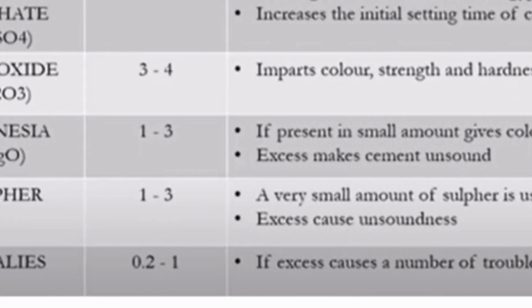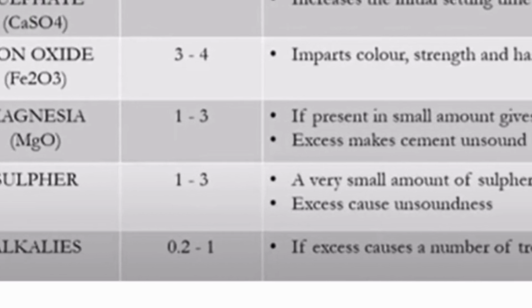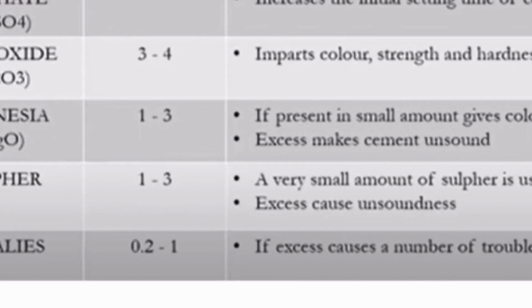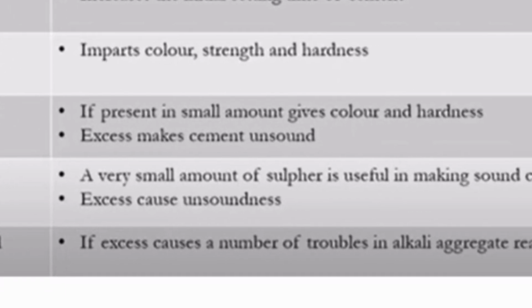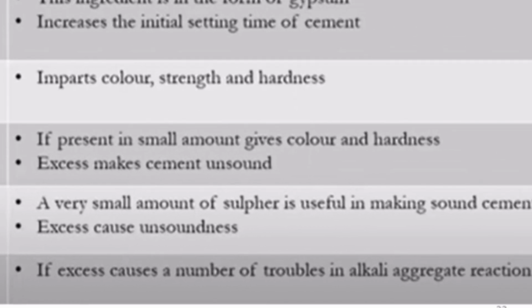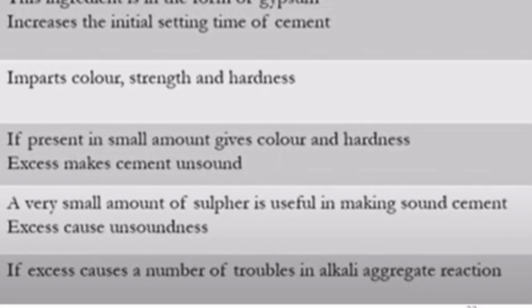And the last ingredient is alkali, which is available in very small quantity, that is 0.2 to 1%. And if this alkali is in excess, it will cause a number of troubles, such as alkali aggregate reaction, that is, while making the concrete, there will be a reaction between the fine and coarse aggregate and this alkali. So that will decrease the strength of the concrete.